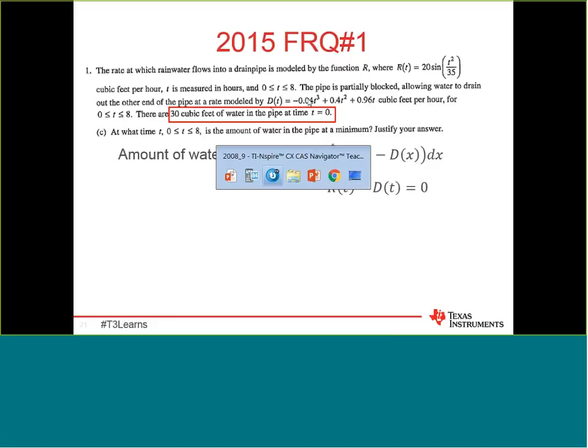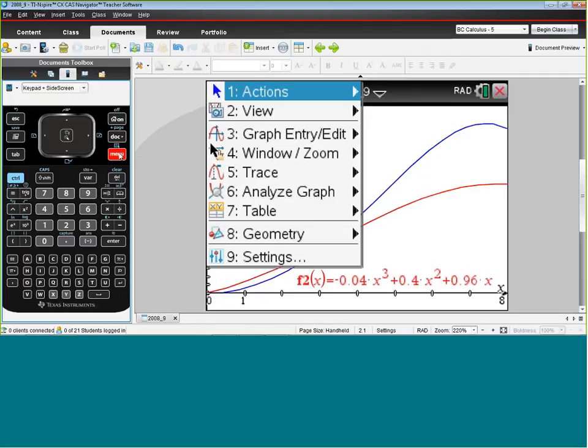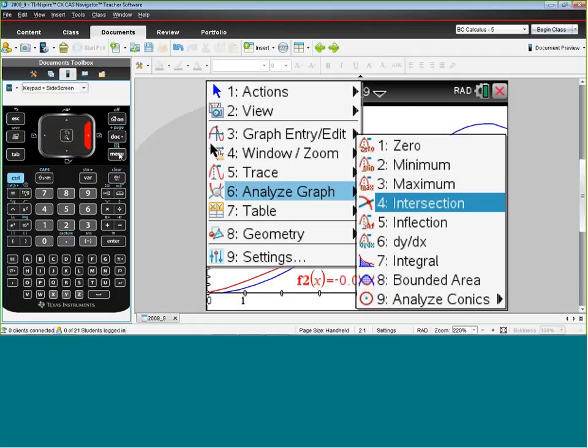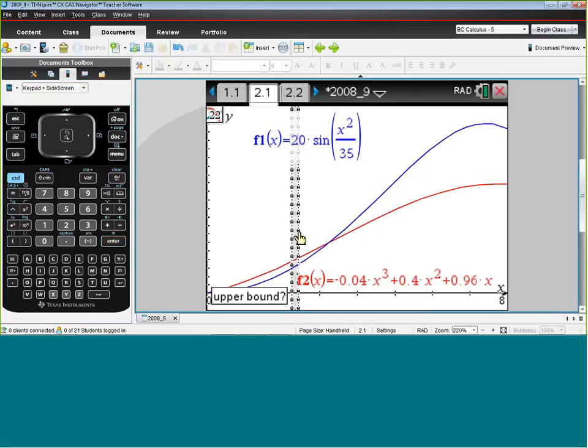I'm going to use that on the Nspire first. And on the Nspire, what I've done is I've gone ahead and graphed both functions. And I need to find out where they intersect, because that's when one minus the other equals 0. So on the Nspire, we will press Menu and choose Analyze Graph and choose Intersection. And it prompts us for a lower bound. So I'm going to click somewhere to the left of the intersection point and then slowly drag through the intersection point. Once it passes the point, it tells us, hey, there's the intersection right here.